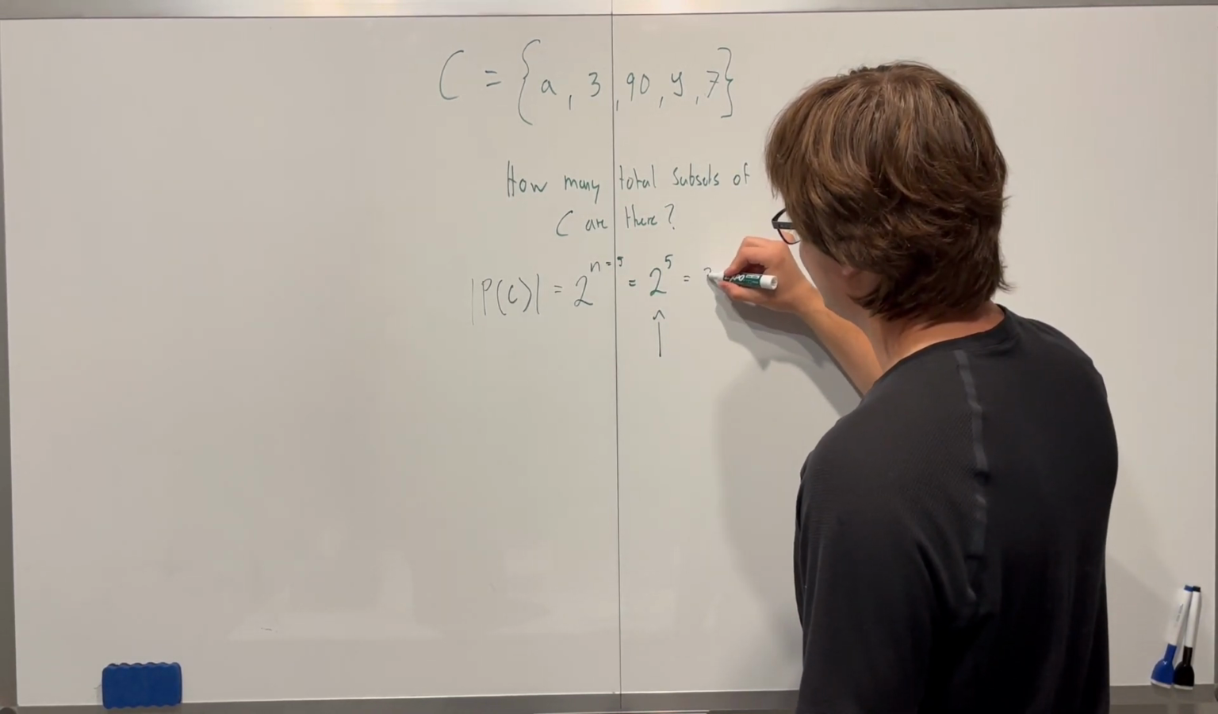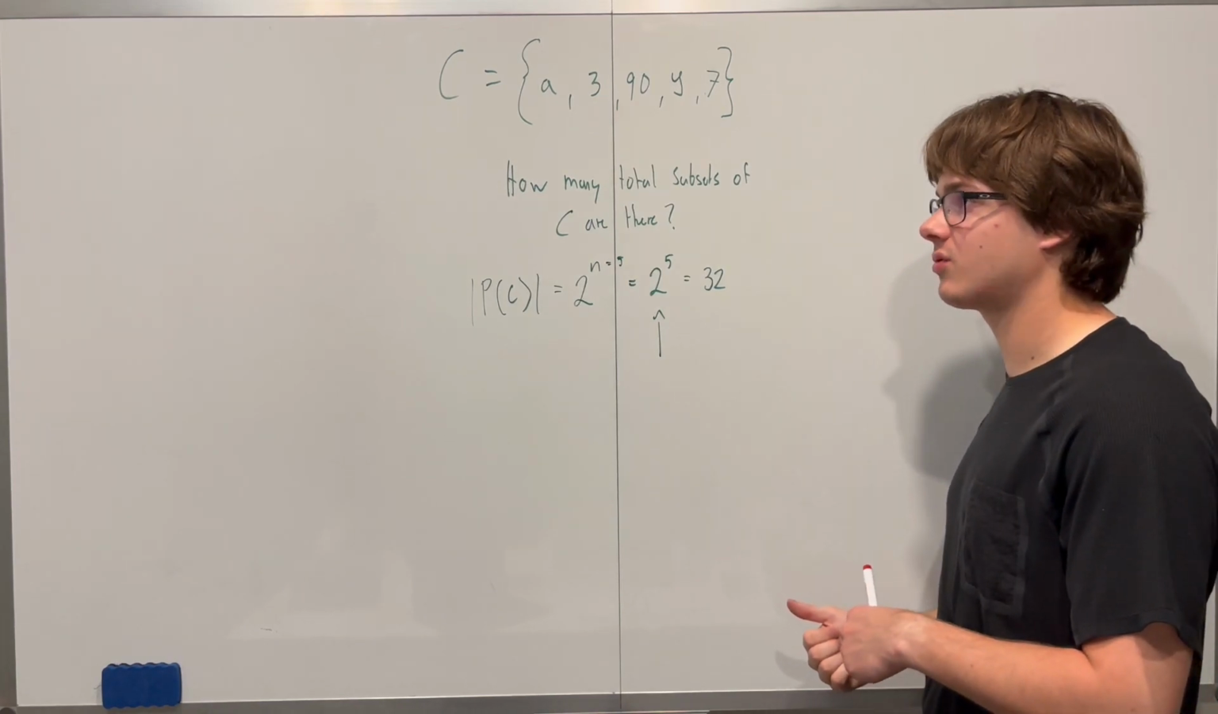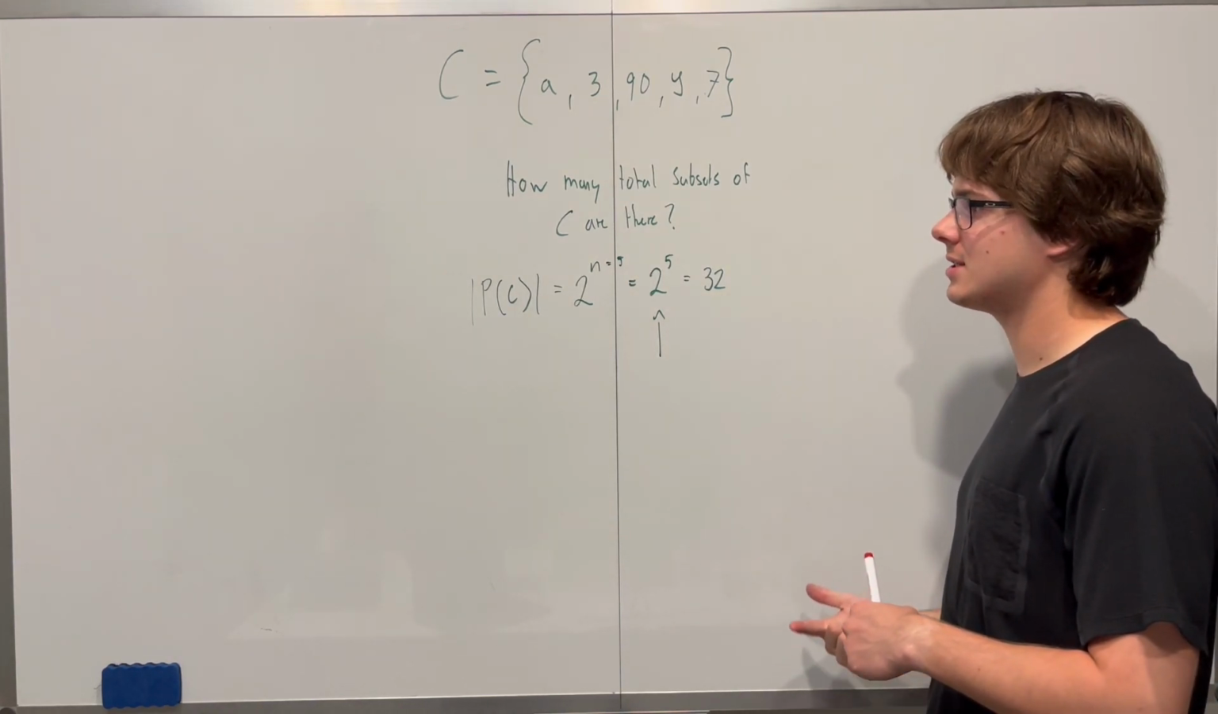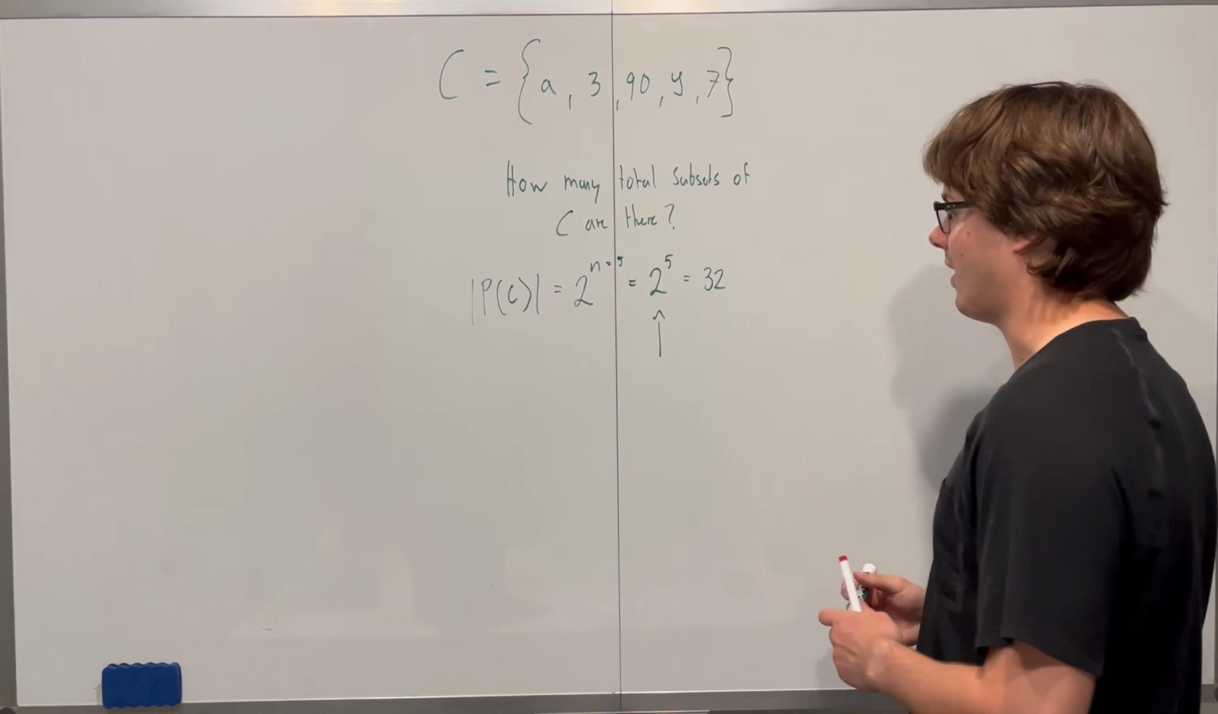Now we can compute this. It is equal to 32. 2 squared is 4, 2 cubed is 8, 2 to the power of 4 is 16, and then 2 to the power of 5 is 32.